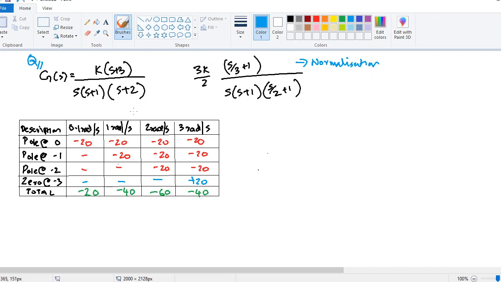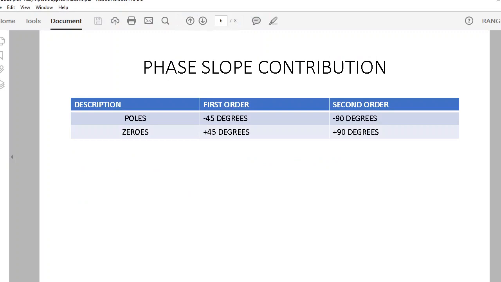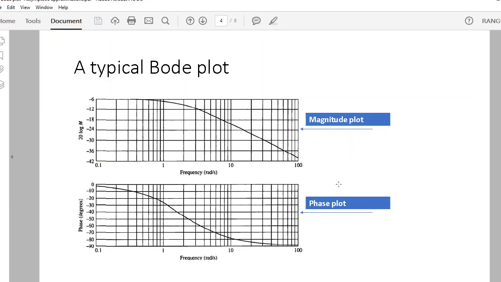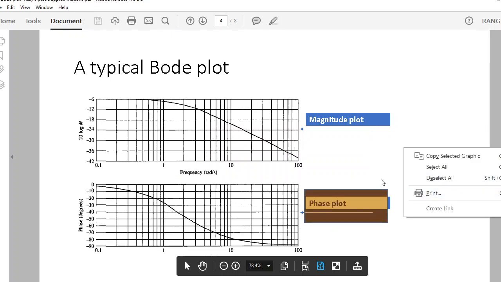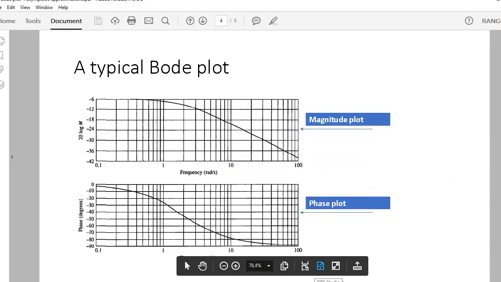Now the second part was the description that we did here. This was the second part, and the third part is the one that we just completed now, which was the magnitude slope plot. So this here is the magnitude slope plot, right? Now we know that when we talked about a Bode plot, we've got the magnitude as well as the phase plot, right? So this is what we're going to look at next. How do we create the phase plot?